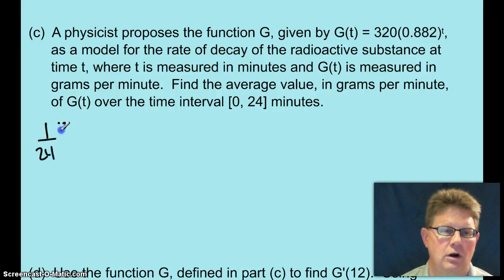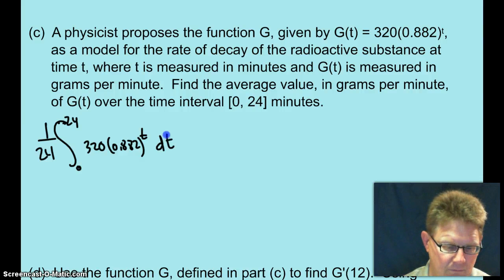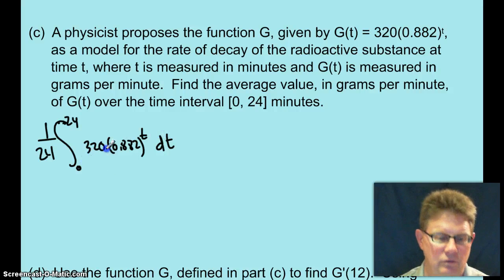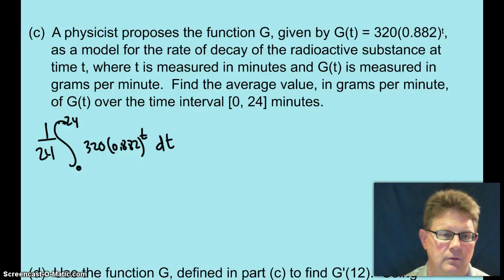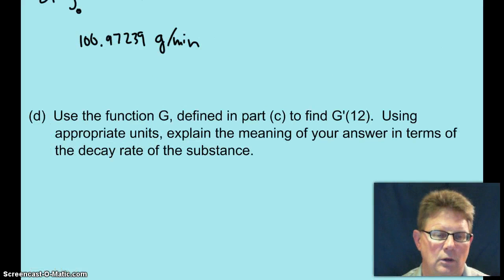1 over 24 times the integral from 0 to 24 of 320 times 0.88t2 raised to the t power dt. And guess what I'm thinking? I'm thinking that the only way you're going to be able to do this is with a calculator. So you're going to put this in a calculator and figure out what that is, and then multiply that by 1/24. And when you do, 100.97239 grams per minute. Hey, and then that brings us to D.